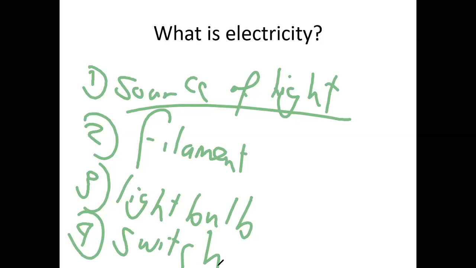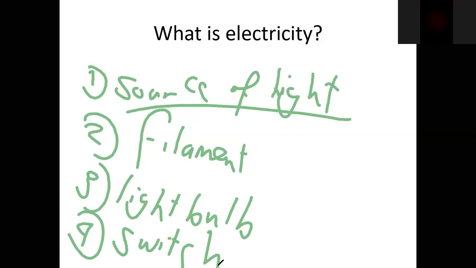Okay, so the third thing you have to have to produce electricity is a light bulb. A light bulb is an indication that you have electricity. So if you have a light bulb and this light bulb is lit, this means at this moment that you have electricity.